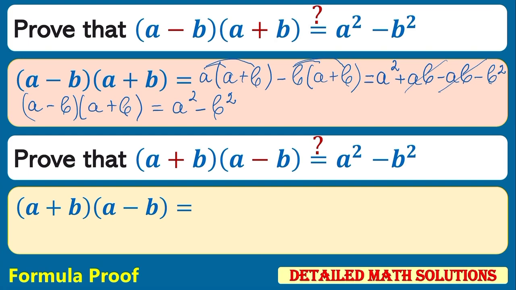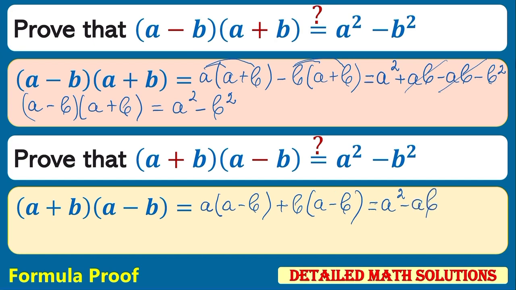When I apply the distributive property, this equals a multiplied by a minus b in parentheses plus b multiplied by a minus b in parentheses. When I simplify further, open parentheses, this equals a squared minus ab plus ab minus b squared. Again, the terms negative ab and ab cancel out because their sum equals 0.